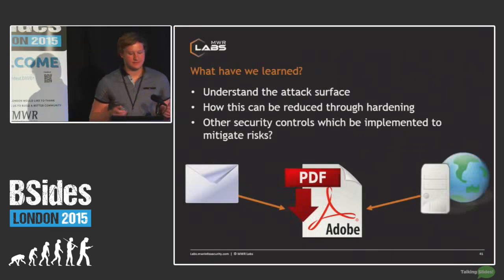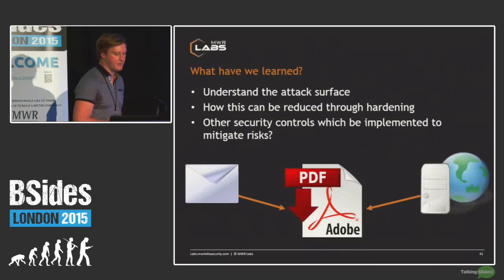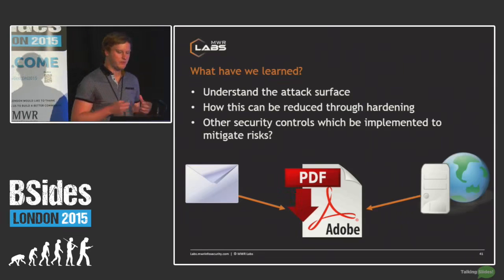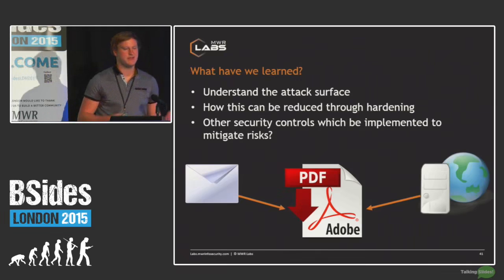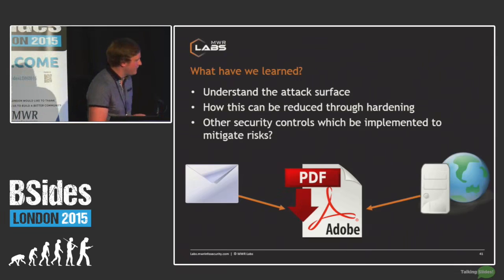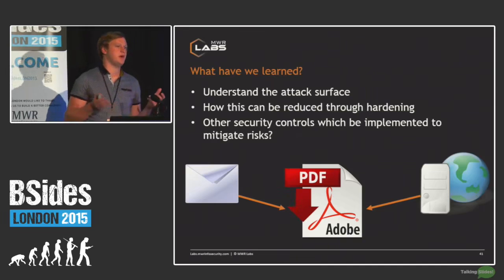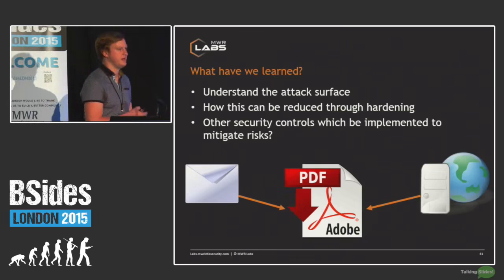So finally, to summarize our talk, what have we learned from our journey with Adobe Reader? Well, we've learned a methodology which can allow us to understand the attack surface of this product, how this can be reduced through hardening. Potentially, we've learned some things which can be implemented as security controls to mitigate the risks. So perhaps on boundary email and web filtering appliances, for an organization, you might flag or increase the risk associated with an attachment which has JavaScript or something like that in it.